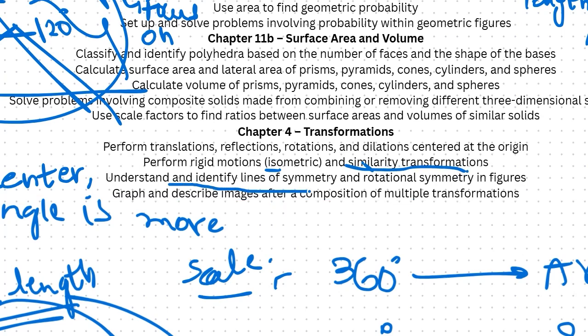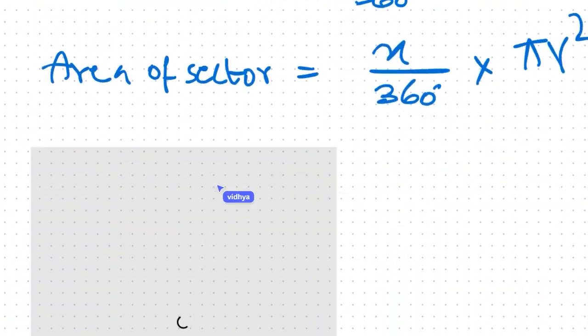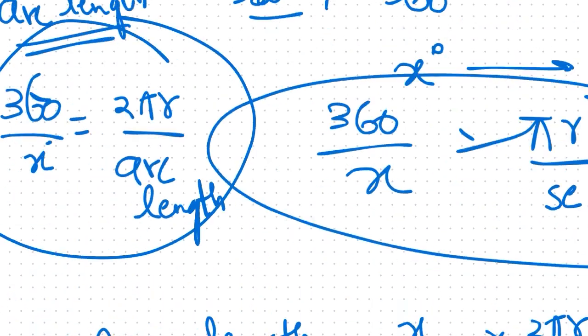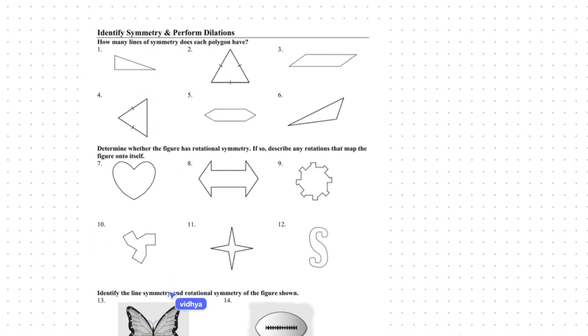What else is left? Lines of symmetry, is there any doubt? Lines of symmetry means you cut it into half, equal parts. Let's say there was a heart shape. Can you draw the line of symmetry? Just the different lines of symmetry, like the difference in rotational and normal. So draw the line of symmetry for this.